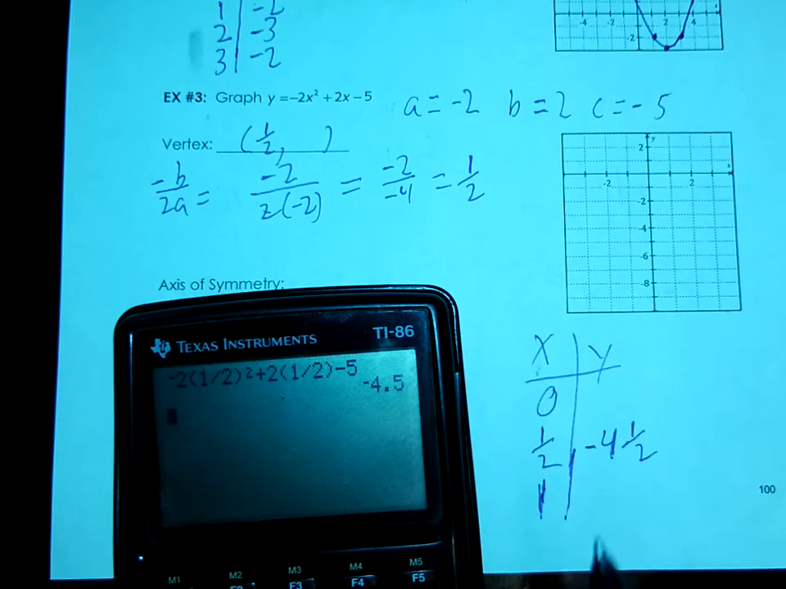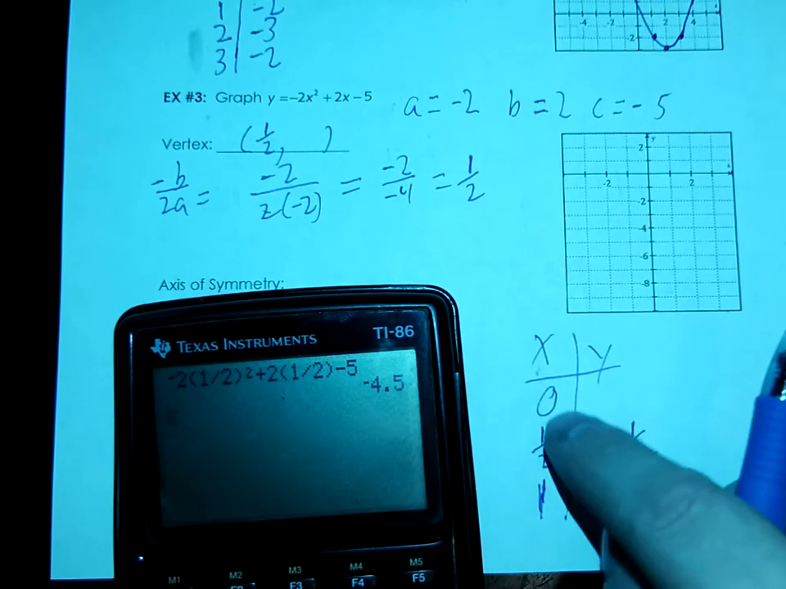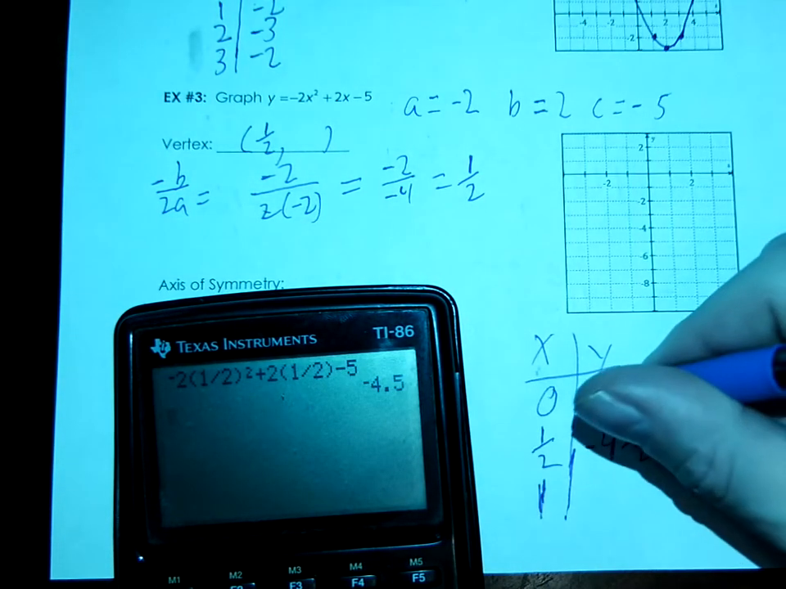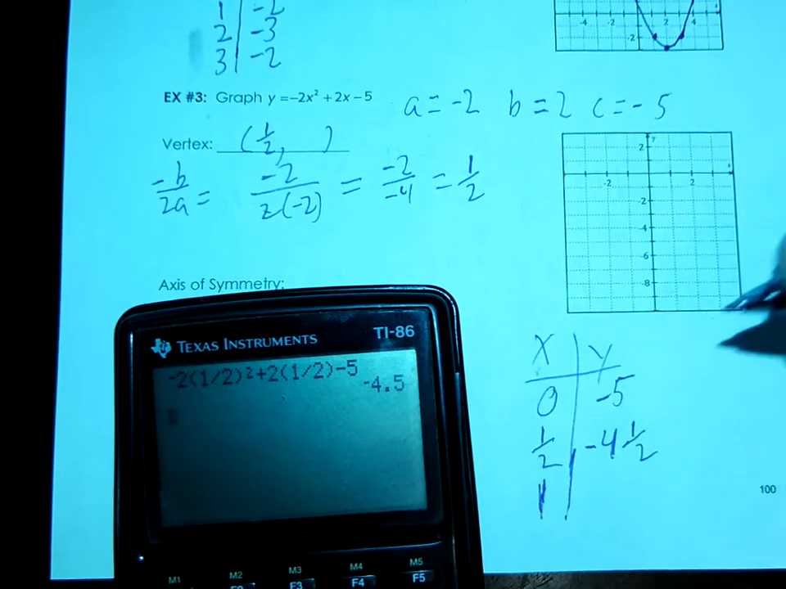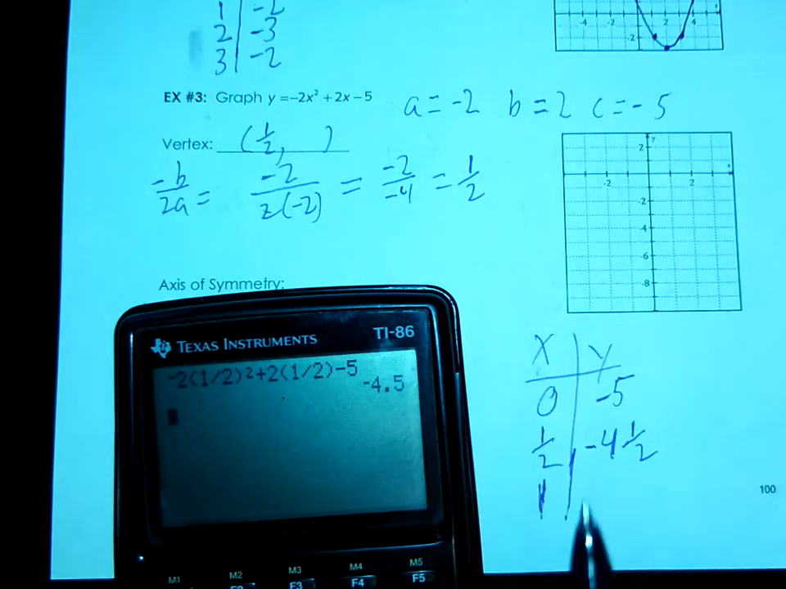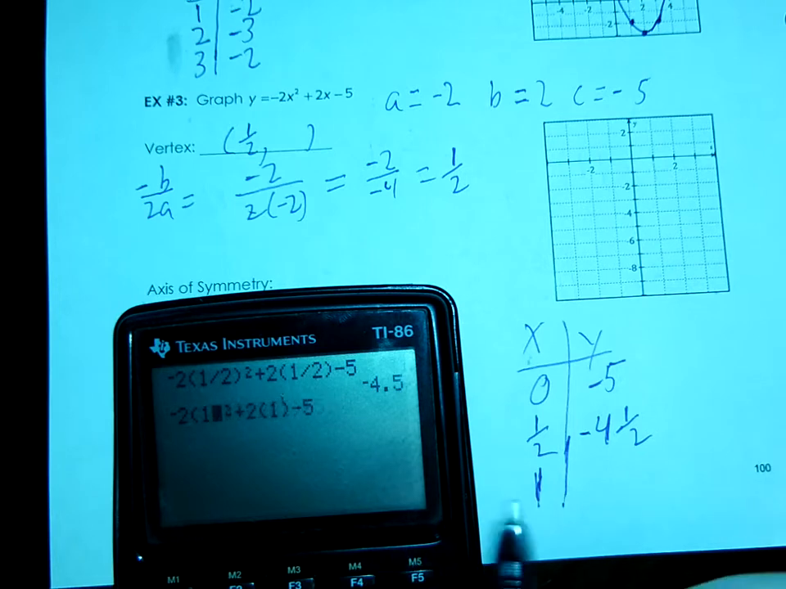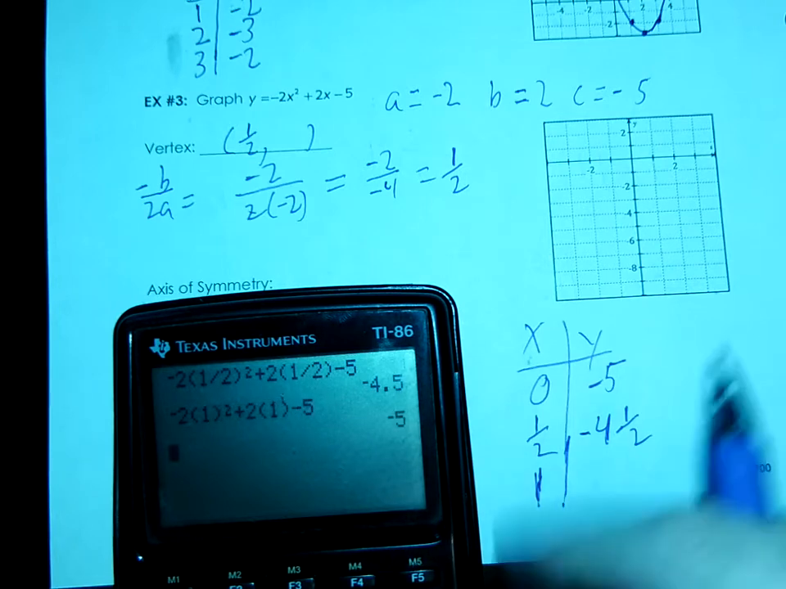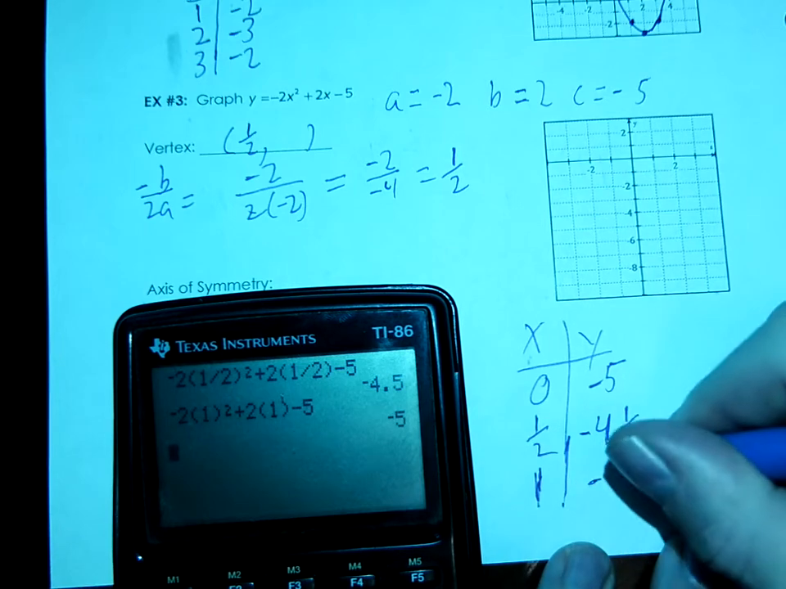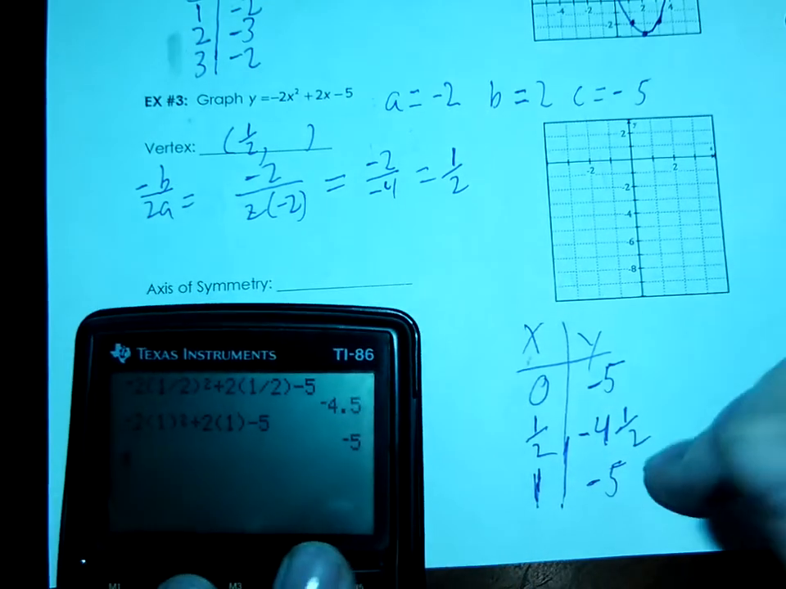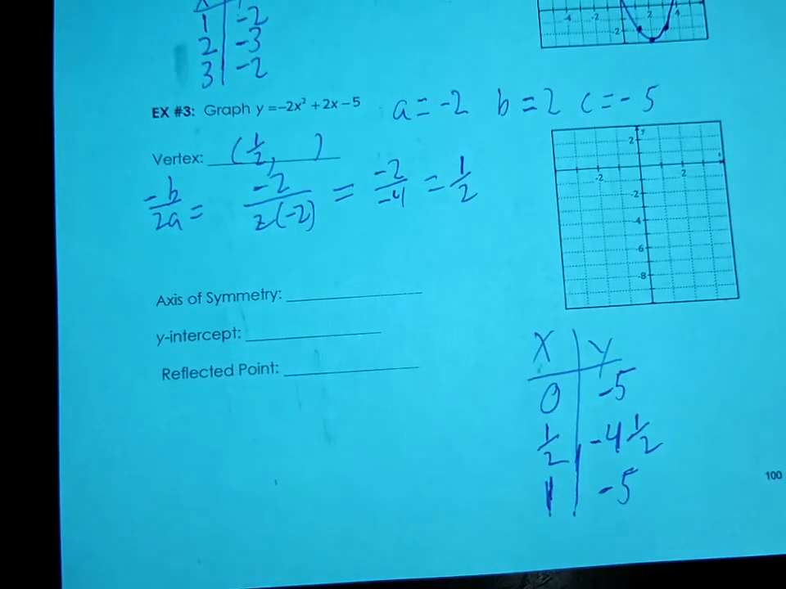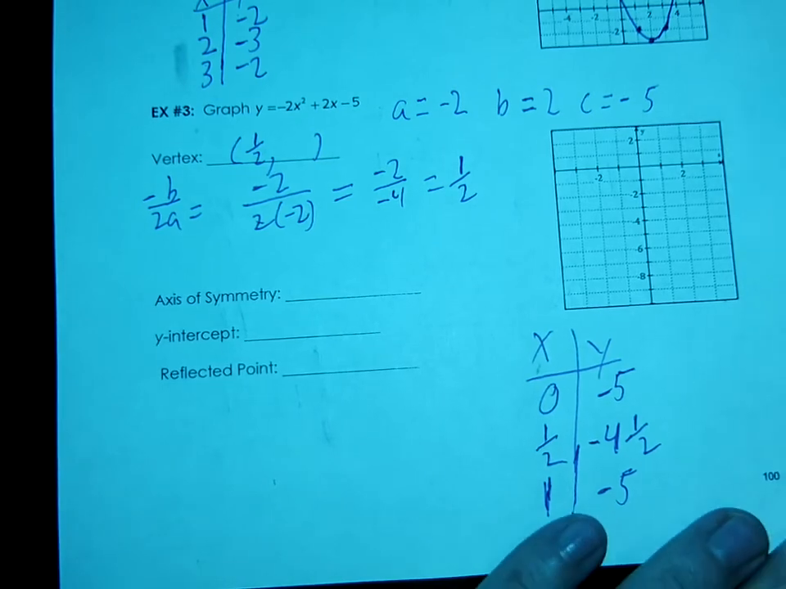Alright, then I can go back in and I can plug in 0. If I plug in 0, it's just going to give me the y-intercept, -5. And then let's plug in 1 and make sure I get the same output. And again, it's pretty easy to plug in 1 by hand actually here. But if you'd like to be sure, use your calculator. And you can do the same thing on a cell phone. There's nothing special here. -5. So yeah, that makes sense. You see how those matched? So that tells me, yeah, I've got a good table. I've got a good graph.